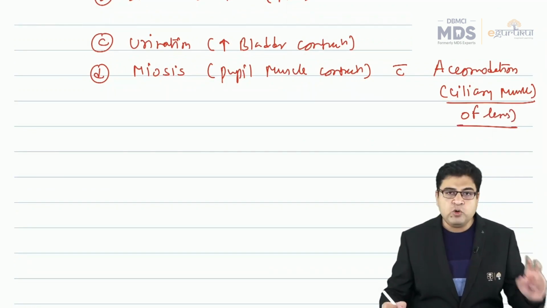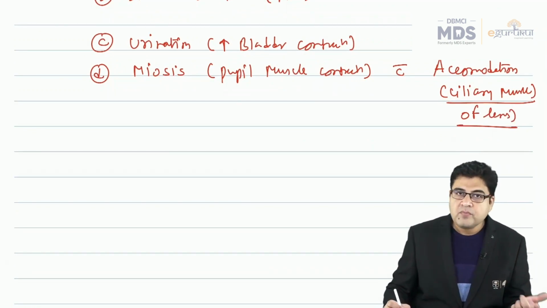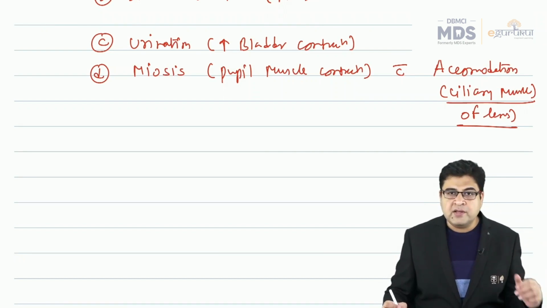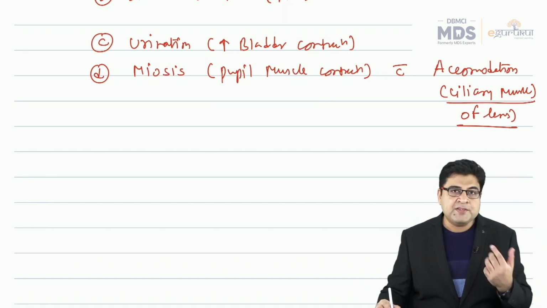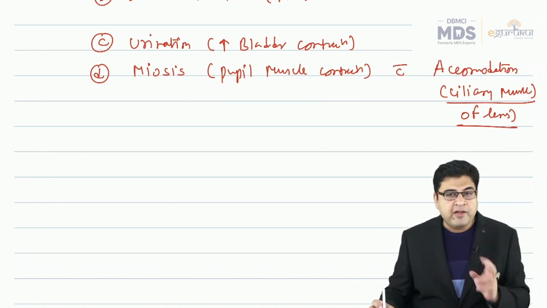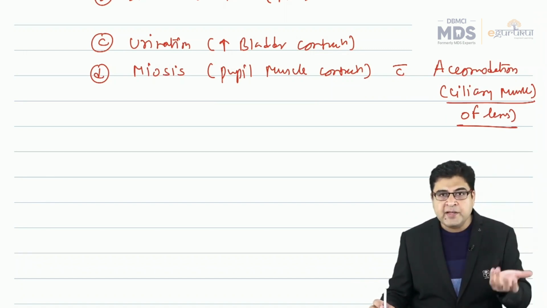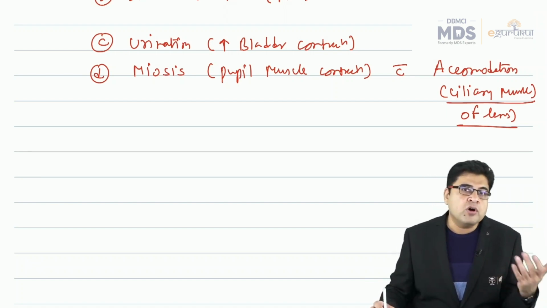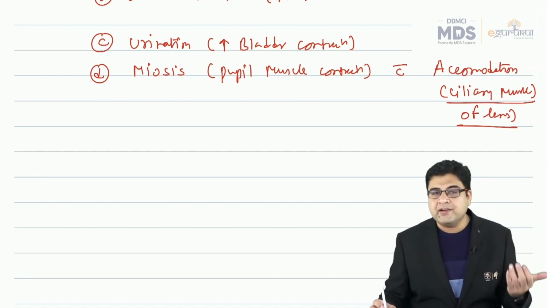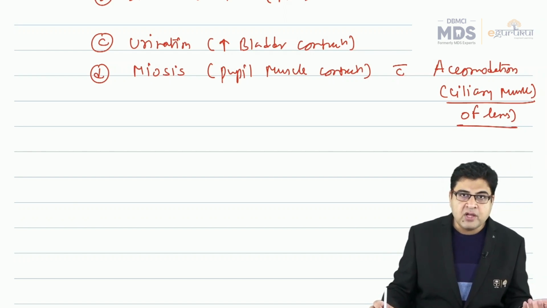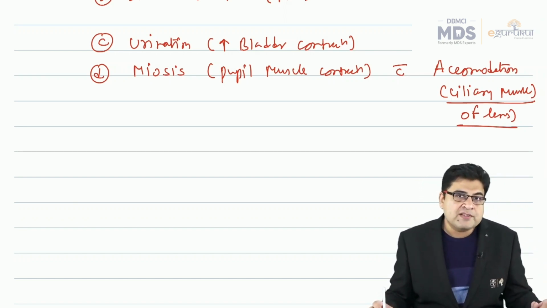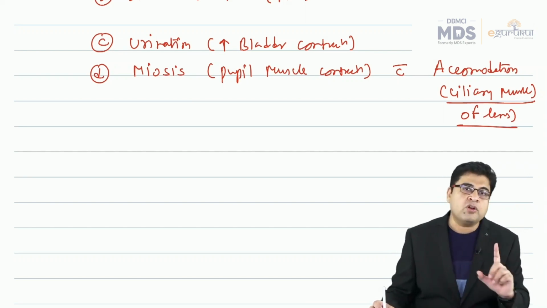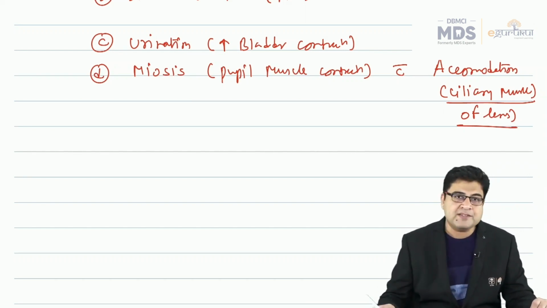Guys, please remember, we have two types of muscles in the eyes: the muscles which are present inside the eyeball, and the muscles which are present outside the eyeball. The muscles present outside the eyeball we call the extraocular muscles, like superior rectus, medial rectus, inferior rectus. Now those muscles are under our control. So those extraocular muscles are somatic muscles. They are not autonomic muscles because they are voluntary muscles.